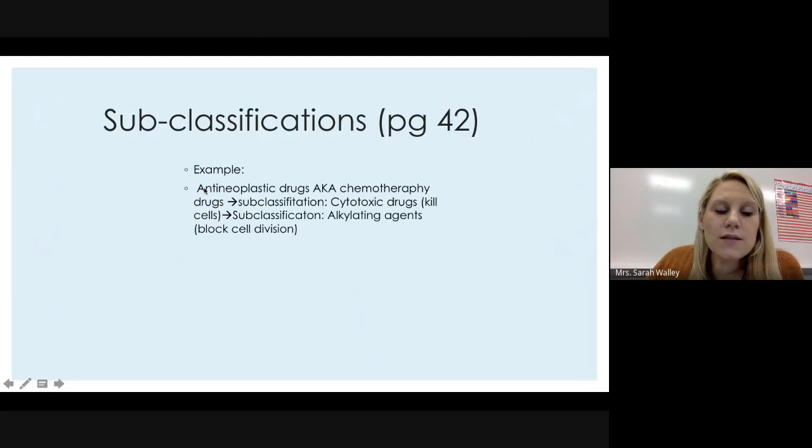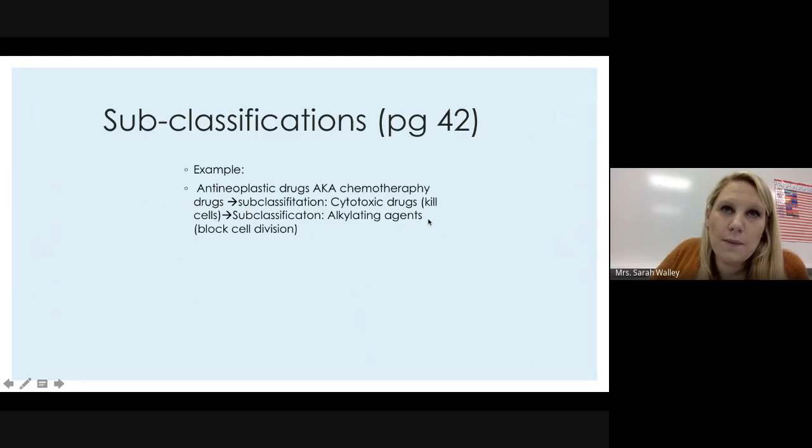Anti-neoplastic drugs are basically chemotherapy drugs. Anti-neoplastic means anti-cancer. Okay, so you need to know that. And then the sub-classification could be cytotoxic drugs, which kill cells. And there's another subclass, alkylating agents, which block cell division. So they do 2 different things.